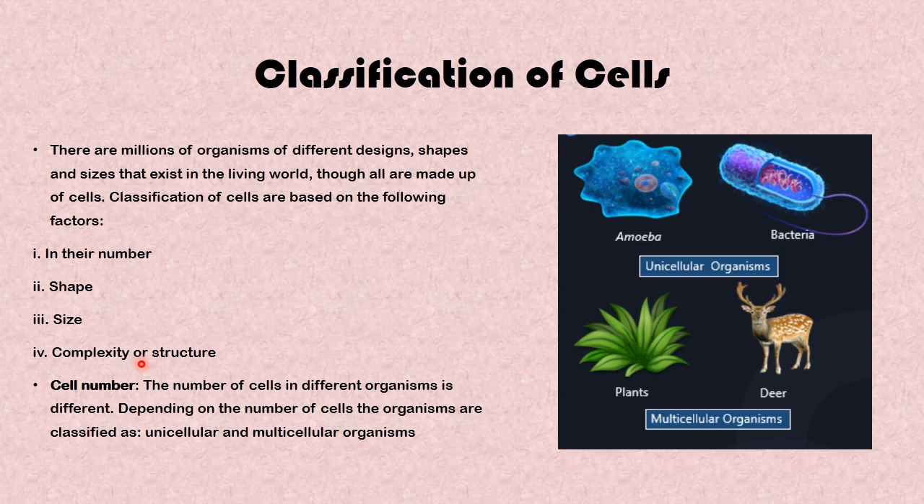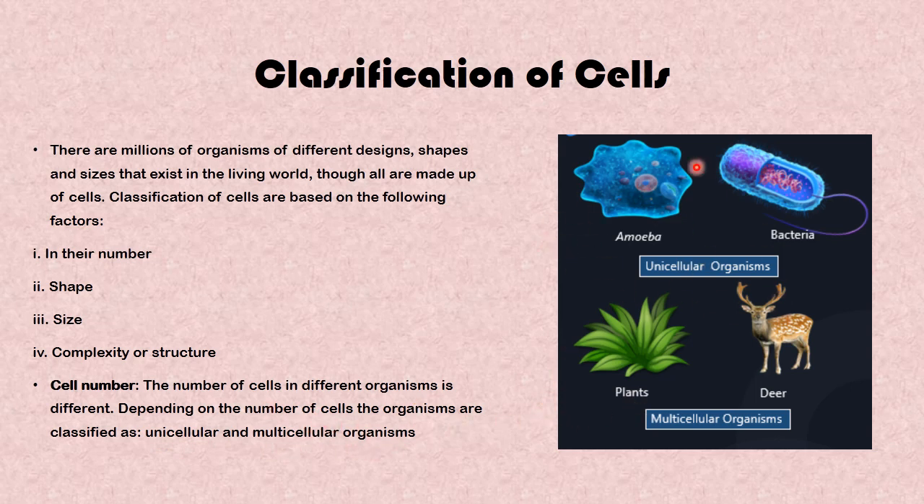Now looking at the cell number. The number of cells in different organisms is different. Depending on the number of cells, the organisms are classified as unicellular and multicellular organisms. In other words, unicellular organisms are organisms that are made up of only one cell, while multicellular organisms are made up of more than one cell.